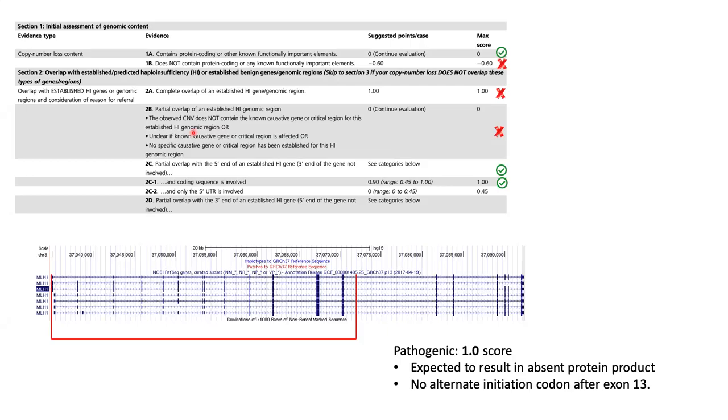And then the next question in 2C is, does it overlap with the 5' end of an established haploinsufficiency gene? The answer is yes. And then, is it the 5' UTR only, or is there coding sequence involved? And the answer is there is coding sequence involved. And as you can see here, these are the multiple transcripts of MLH1. This is the main transcript here. And this deletion actually expands well beyond the alternative start sites. So there's a start site somewhere here, here, here, here. That deletion actually leads to loss of the start sites of all transcripts and is expected to result in an absent protein product. Therefore, it's safe to apply a point, or an entire point, and that will equate to a pathogenic variant in step 3, disease causing.